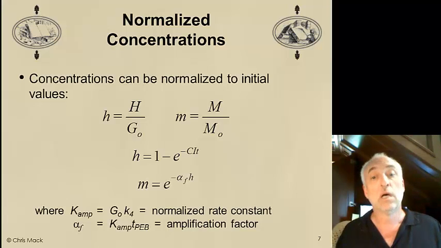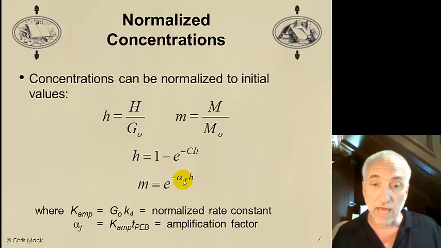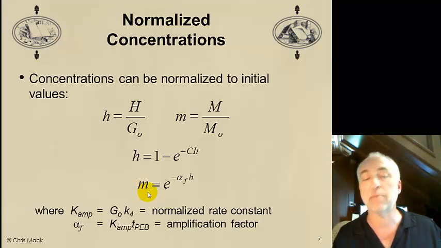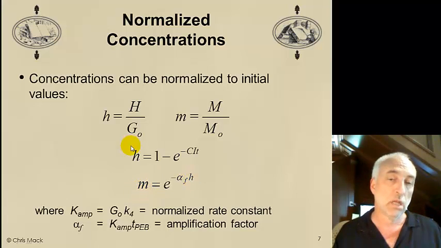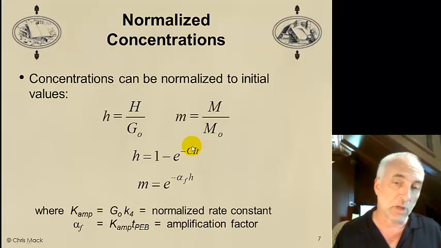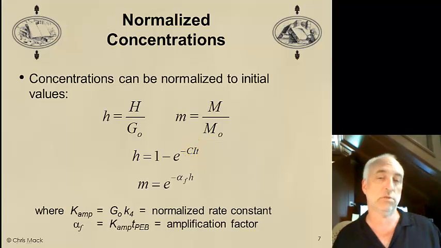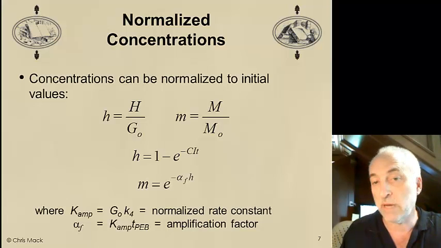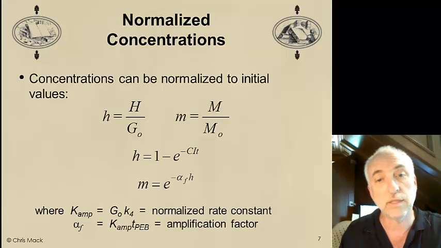That means if I have a larger value of alpha sub f, I can get by with a lower amount of acid to get the same effect, the same amount of chemistry to occur. Smaller amount of acid requires a smaller amount of exposure dose. We'll see that then there is a trade-off between the exposure dose and the thermal dose.